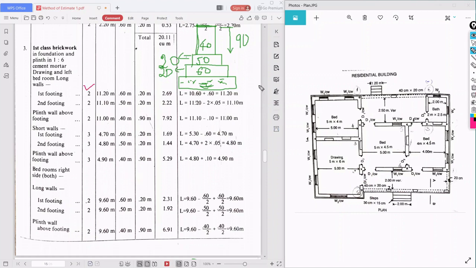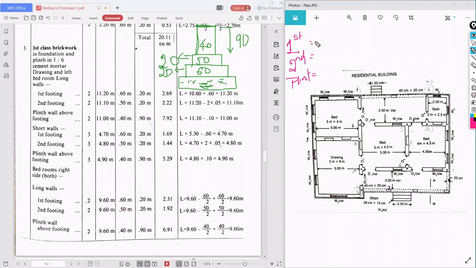So what is the center to center length? 10.60. This is what I am doing for the first footing. I'll write here with the mouse. Try to understand. This is for the first footing. Second, I'll write the second footing. Then the plinth wall. Now don't look at the book, you will get confused.